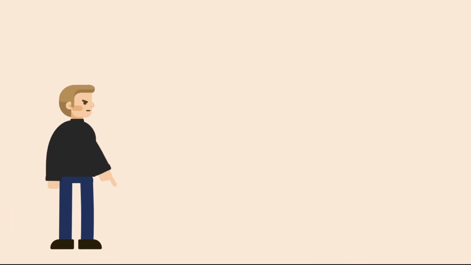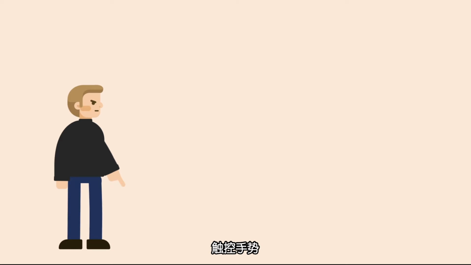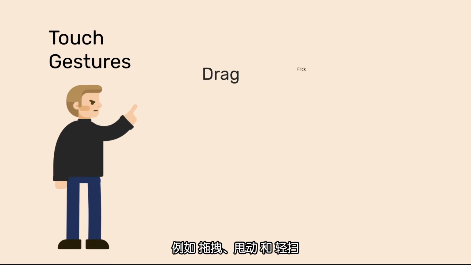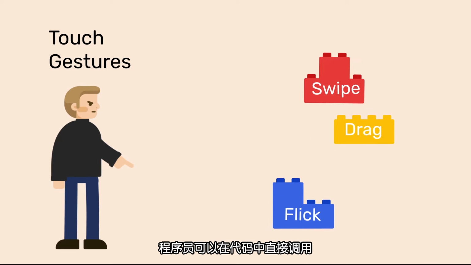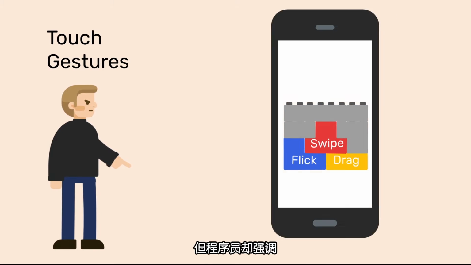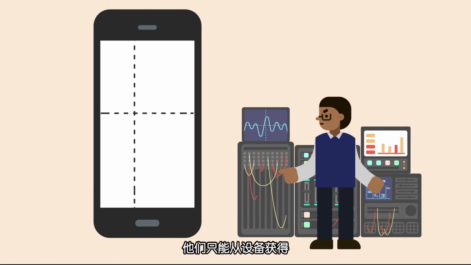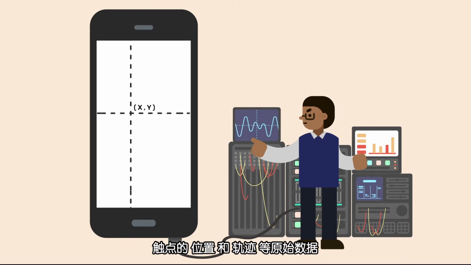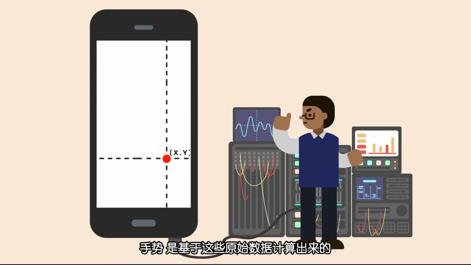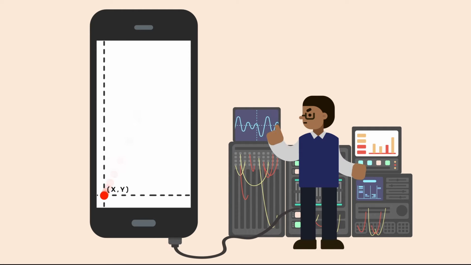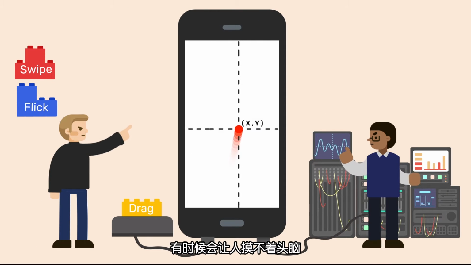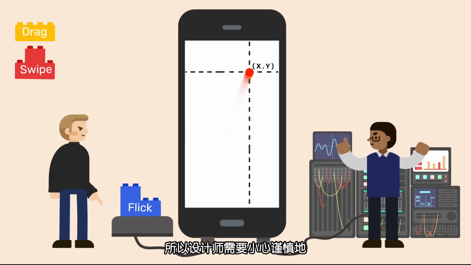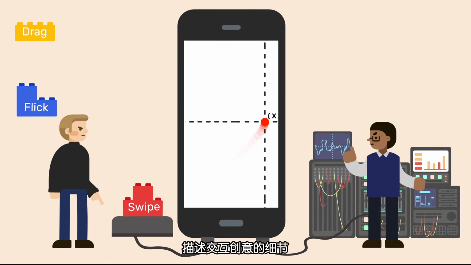For example, many designers tend to think touch gestures like drag, flick, and swipe have some universal standards that developers can just use in their code, while developers claim that they can only obtain raw data like position and trace of touch points from the device. Gestures are then calculated based on those raw data. Ambiguous words like drag or flick may sometimes be confusing, so designers should describe their interaction ideas in detail carefully.